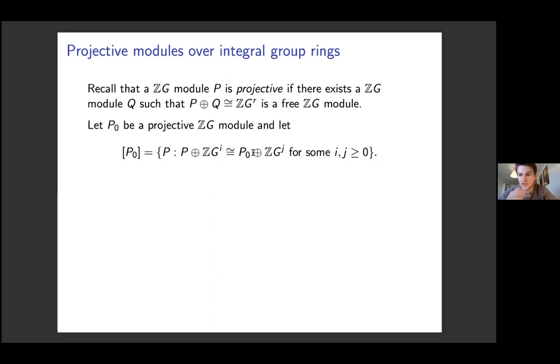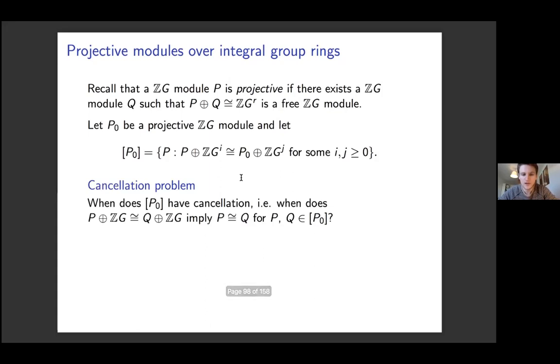Maybe you could see how this relates to some of the things we were talking about before already. So we have yet a third notion of stabilization. And of course we now have a third cancellation problem, which is: when does this class P naught have cancellation? I.e., if P and Q are projective modules which are isomorphic after adding a copy of the free module, does this imply that P and Q are themselves isomorphic, restricted to the case where P and Q are projective modules in the class P naught?